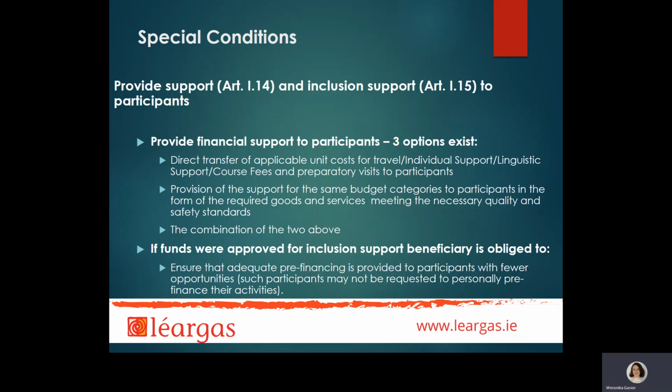You are also obliged to provide financial support to participants by selecting one of the three options given to you in the grant agreement. In addition, if your project has funds for inclusion support awarded, then as the beneficiary, you are obliged to ensure that adequate pre-financing is provided to participants with fewer opportunities. It is important that these participants may not be requested to personally pre-finance their activities.